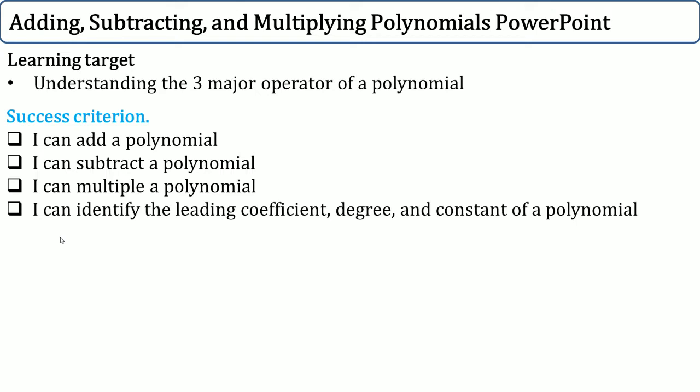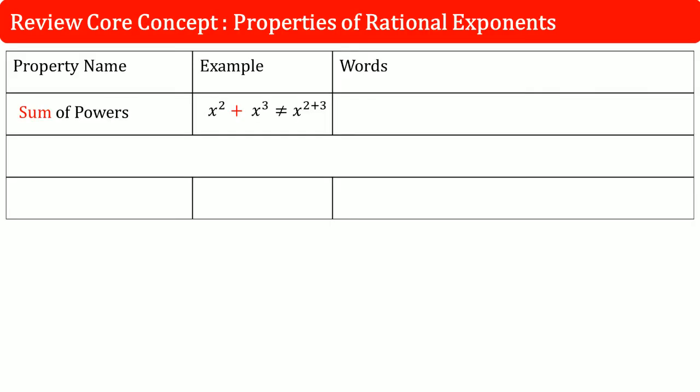The success criteria for today's lesson: 1. I can add a polynomial. 2. I can subtract a polynomial. And 3. I can multiply a polynomial. Lastly, you need to also be able to identify the leading coefficient, the degree, and the constant term of a polynomial. We need to recall our properties of our exponents.